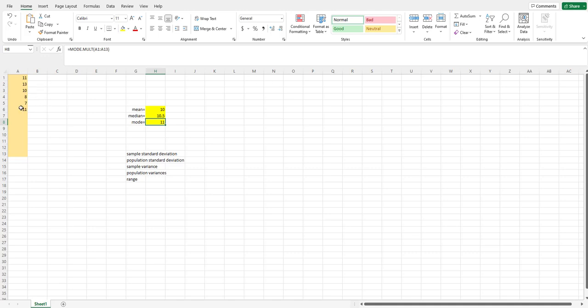Now, let's say I took this 11 out, because remember 11 is the one that appeared most frequently. Let's say I took it out of the original data set and I only used the one 11, so now I have 5 data values and only one 11 in there instead of 2. As you can see, my mode comes up as NA, not available. That means that no mode exists. Once again, if you wish to use the template, that's fine, that's up to you. That's the end of this video.